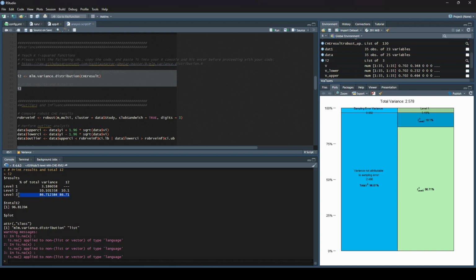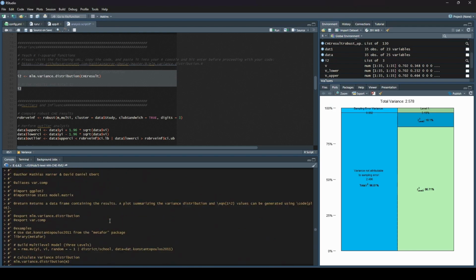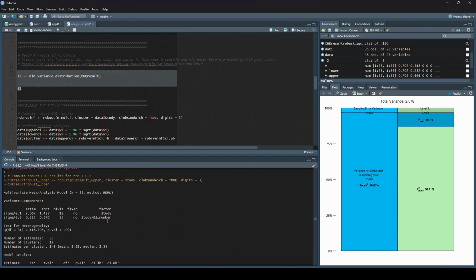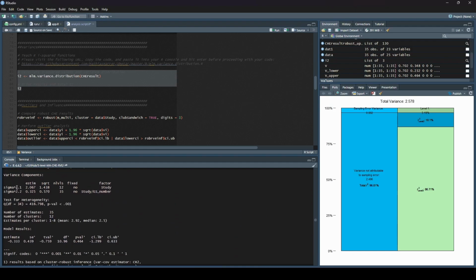So you can see here at level 3, we have 86% of the variance coming from that. And the between study heterogeneity is our level 3, and our level 2 is our within study heterogeneity. And recall that these are actually in the opposite order of what the results are given to us as when we look at this table. So when we look at our overall result from running the robust effect, you can see that we have sigma 2.1, and that's our between study heterogeneity. And you can see that this is larger than the within study heterogeneity.